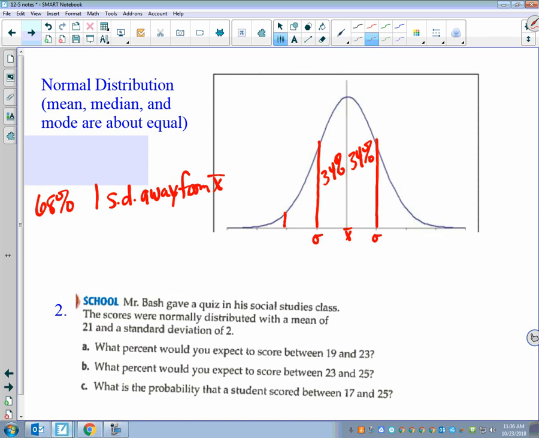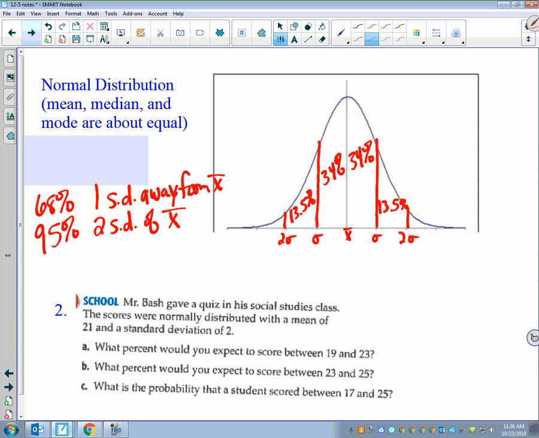And then this one, if you break up and go 2 standard deviations away, 13.5% of the data should be in each one of those. So 13.5%, if you add all that up, that's 95% of your data. So if your graph is normally distributed, then 95% of your data should be within 2 standard deviations of the mean.